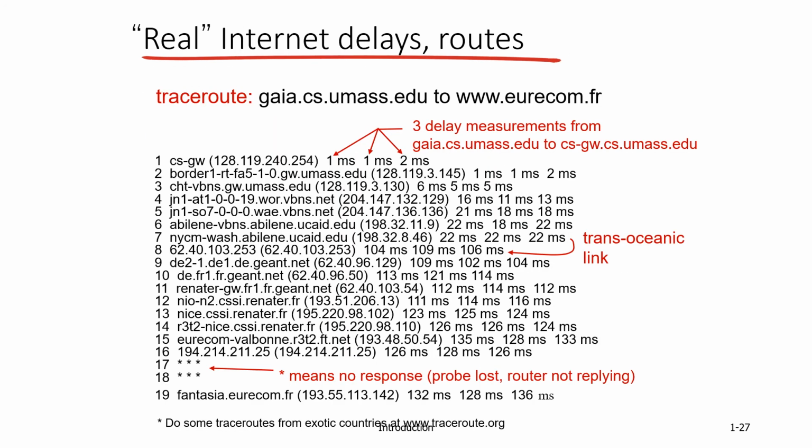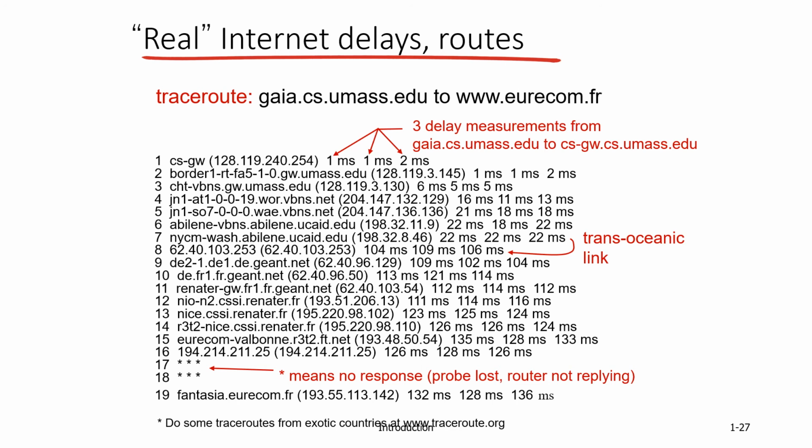This is a typical example of traceroute. So this is given in the book. You can see that as soon as you type traceroute to the CS web page of University of Massachusetts or Eurecom in France, you will get a similar kind of output.